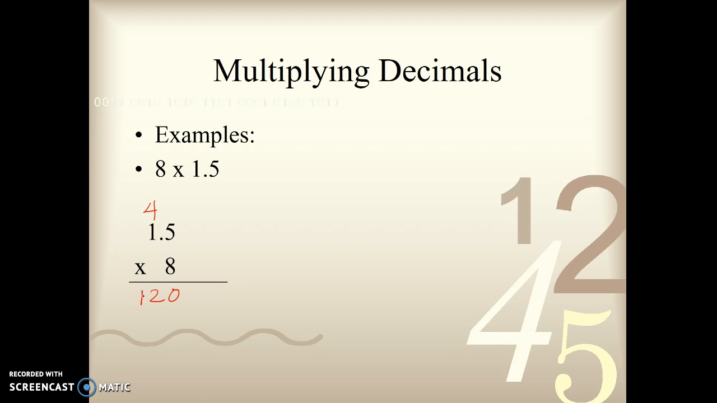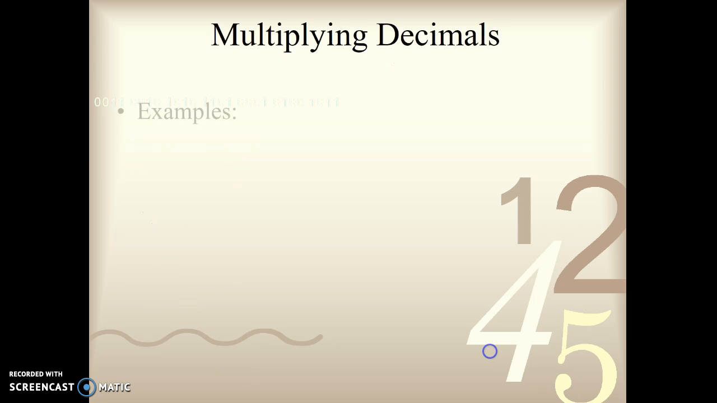So we multiplied. Now our step 3 is to count up the number of decimal places in both factors in the problem. I only have one of my factors with the decimal, and that's right here. It has 1 decimal place. Now my step 4 is to count the same number of decimal places in my product. So we just go over here and we count 1 and then put my decimal place right there. And then my answer is 12. Let's look at the next one.